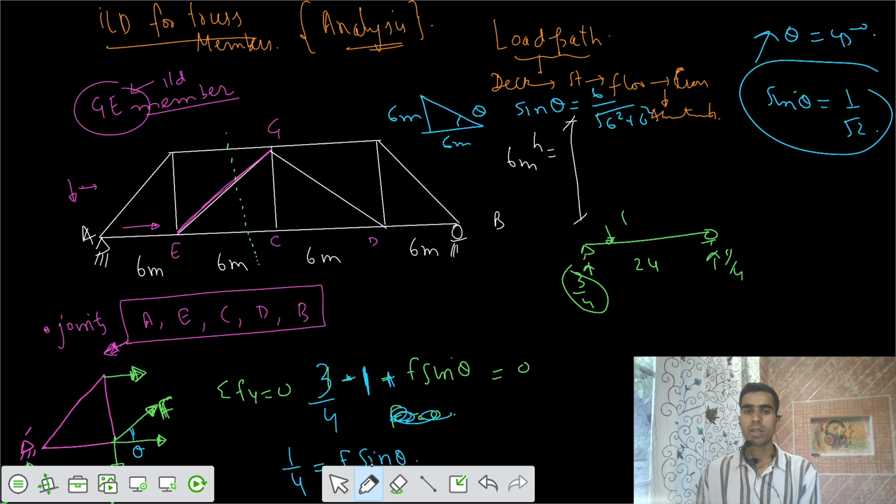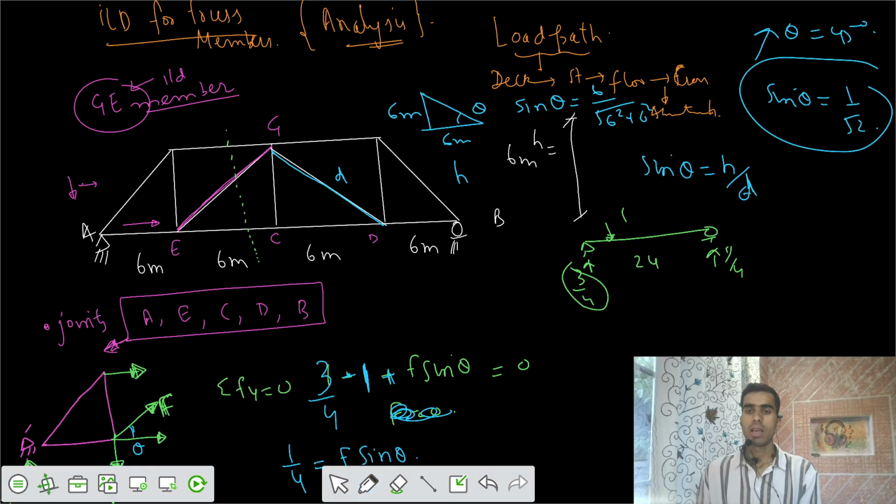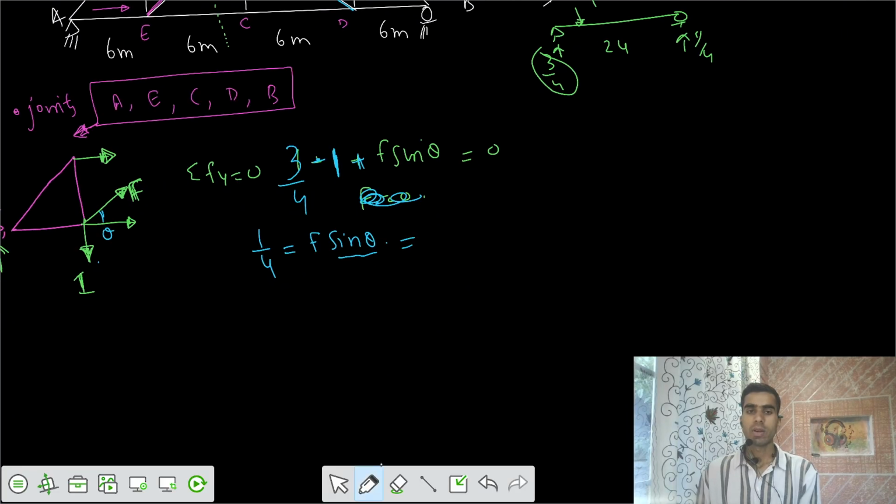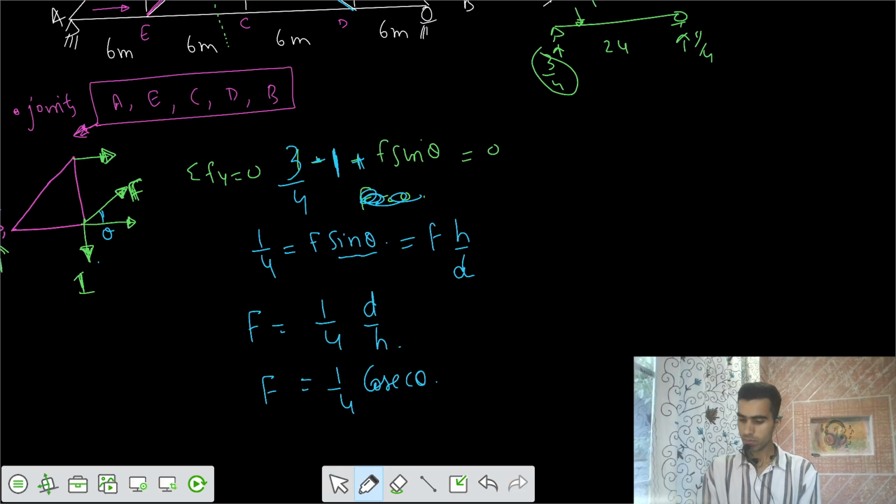We call this diagonal d, and there is some height h. So sine theta is actually h by d in a general way. So that's F into h by d, and finally F equals 1 by 4 d by h. Or we also say that this is 1 by 4 cosecant theta.